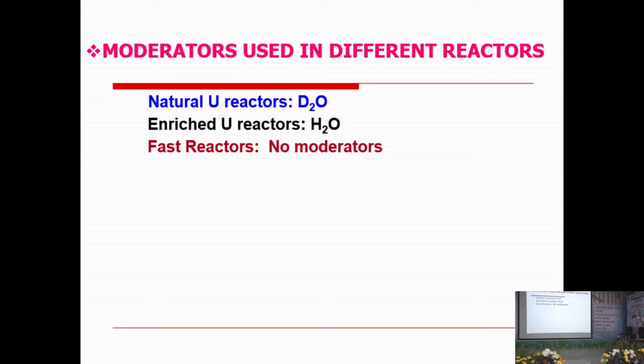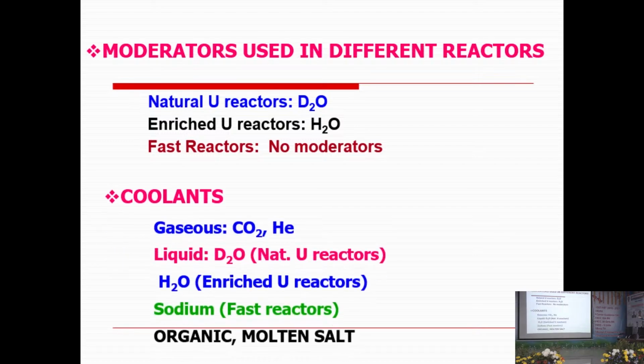But in the case of fast reactors, as I am saying, the energy of the neutron is already fast, we don't require any moderators in the fast region. The fast reactor which is available at our Kalpakkam in Tamil Nadu does not use any moderators. The coolants include gases like CO2 and helium, liquids like heavy water, light water in the case of enriched uranium, sodium for fast reactors, organic coolants, molten salt; there are so many options available.